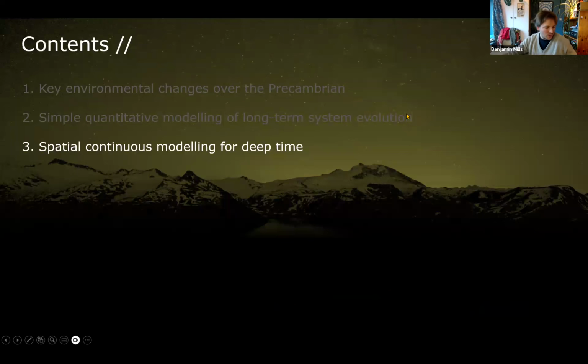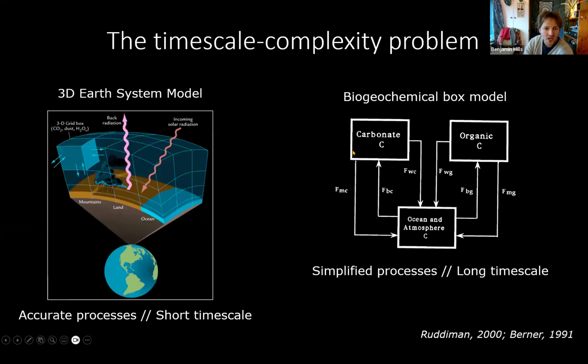What I want to move to now for the last 15 minutes or so is the modeling that we're doing with the Phanerozoic, because we've got a lot more detail in the Phanerozoic. We know about paleogeographies. We know more about climate. We've got a lot more proxies. So we can use much more complicated modeling approaches.